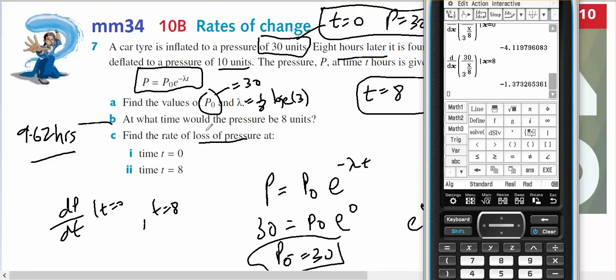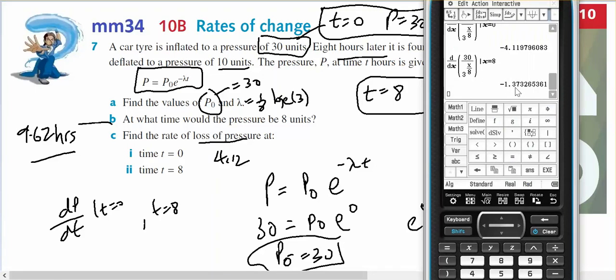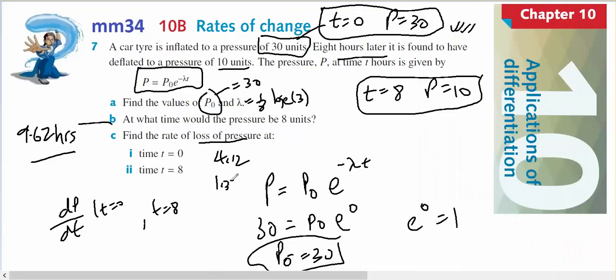So since the rate of loss is already given, then I'm looking at 4.12. And for the second one, the rate of loss will be 1.37. And it will be pressure units per hour.